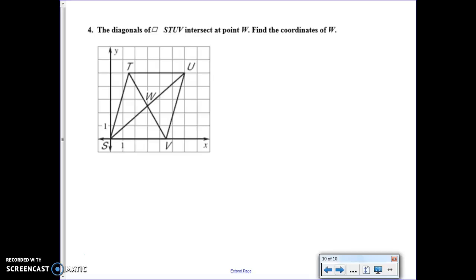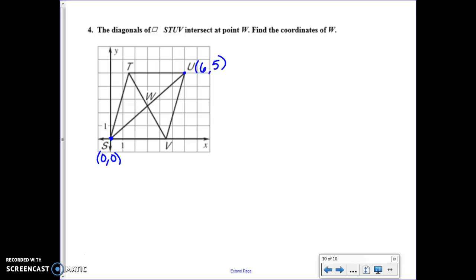So I'm going to do the middle of S to U. If you want to use T and V, you absolutely can. But S is at 0, 0, so that makes things nice. And then U is at 6, 5.